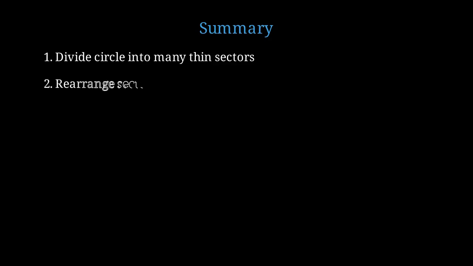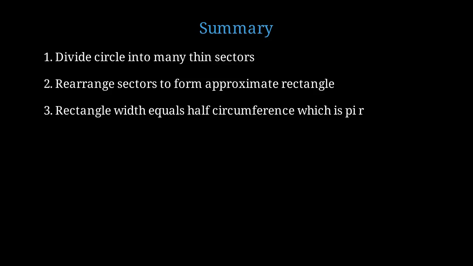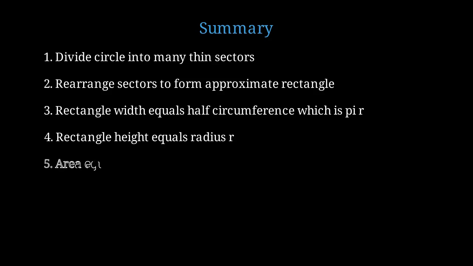Let's summarize the derivation of the circle area formula. First, we divide the circle into many thin sectors. Second, we rearrange these sectors to form an approximate rectangle. Third, the rectangle's width equals half the circumference, which is pi r. Fourth, the rectangle's height equals the radius r. Finally, the area equals width times height, giving us pi r squared.